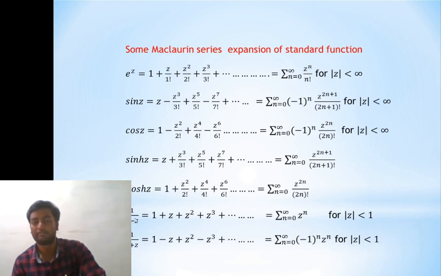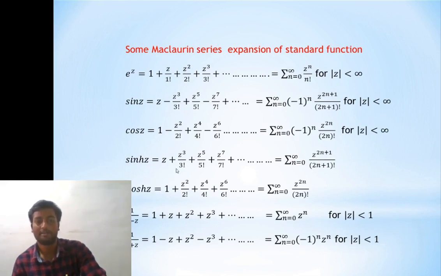It's very important. 1 by 1 minus z can be written as (1 minus z) whole power minus 1, so that is 1 plus z plus z square plus z cube plus and so on. Similarly (1 plus z) whole power minus 1, which is alternately plus and minus: 1 minus z plus z square minus z cube plus and so on. These two series expansions are very important for Laurent series expansions, and of course for Taylor series also. So these are standard expansions.